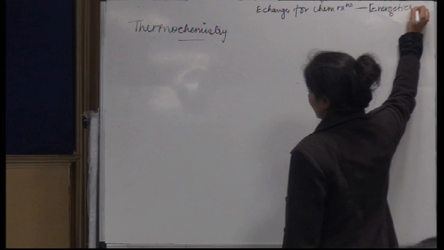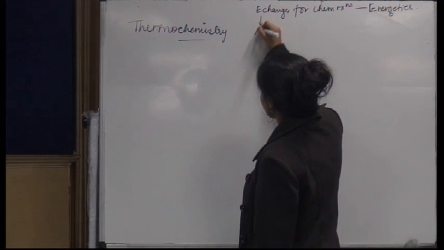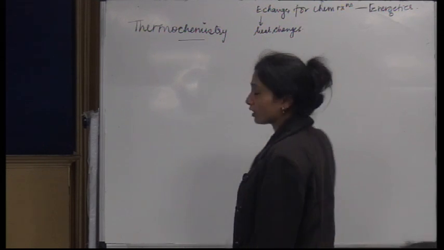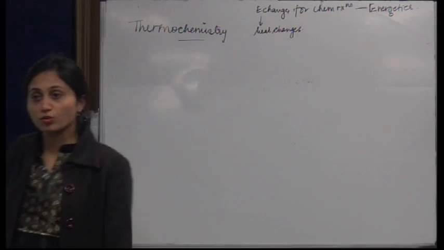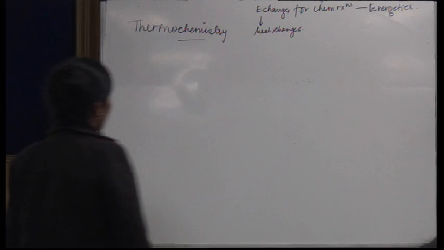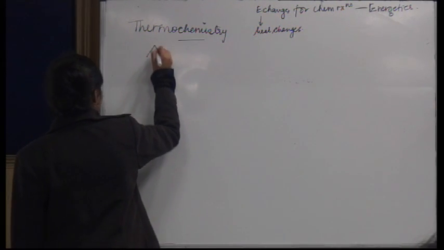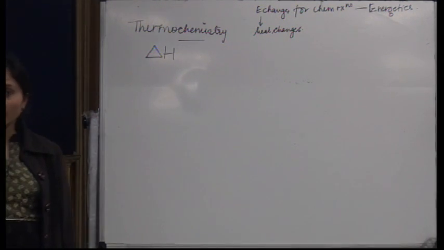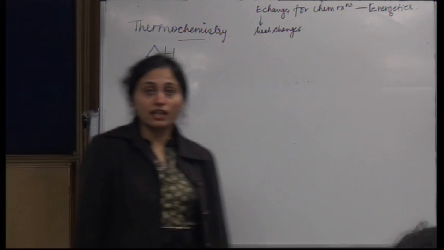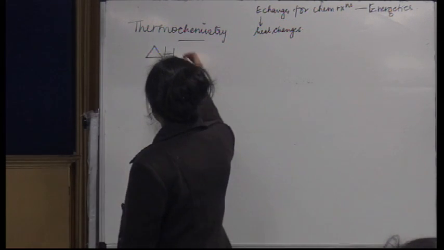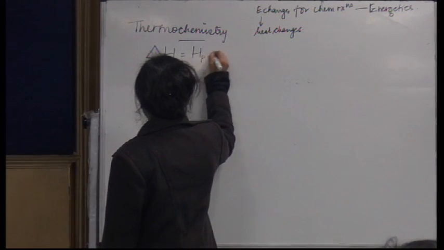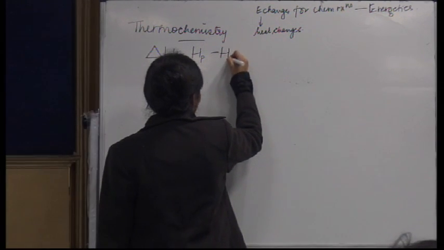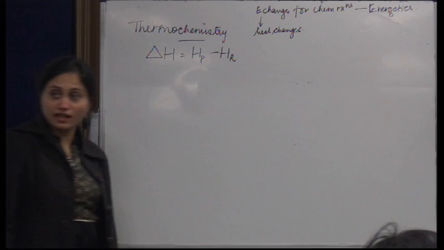And if you are talking about heat changes specifically for chemical reactions, then that branch of science is known as thermochemistry. That is what we actually started out with last time. And here we note down that the change in enthalpy for any chemical reaction can be given as H, the total enthalpy of the products minus the total enthalpy of the reactants. This is what we had done last time.